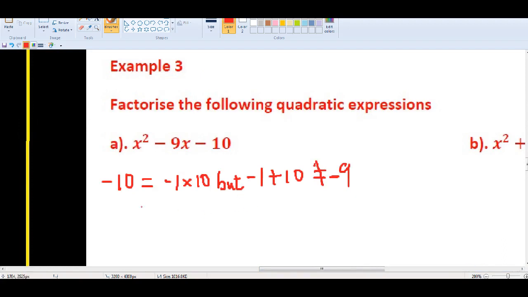So how about the next trial? This time I consider 10 times minus 1. And this time you will see 10 minus 1 equals 9.